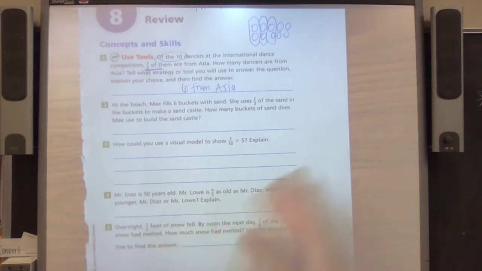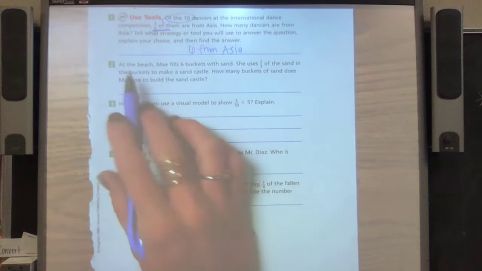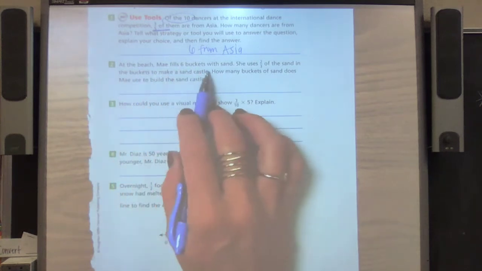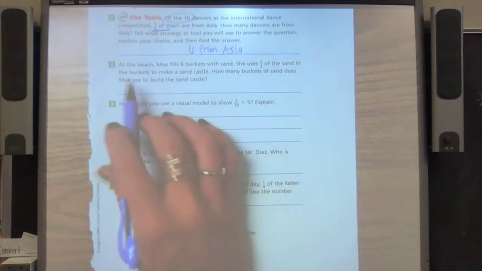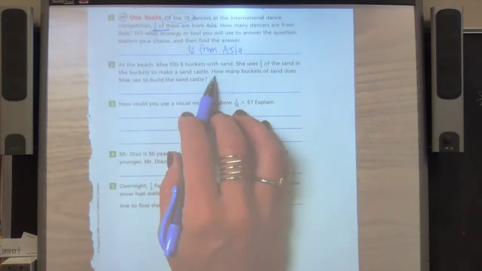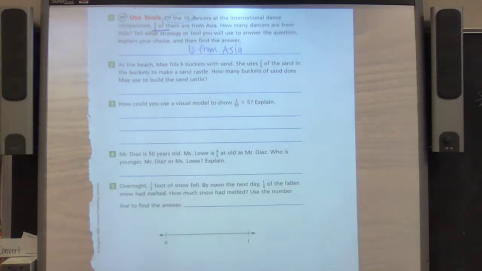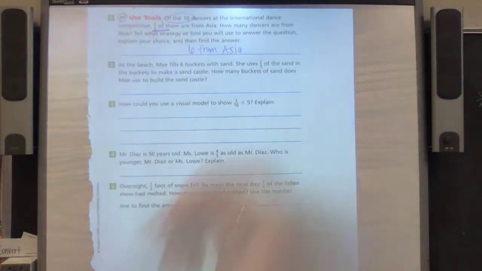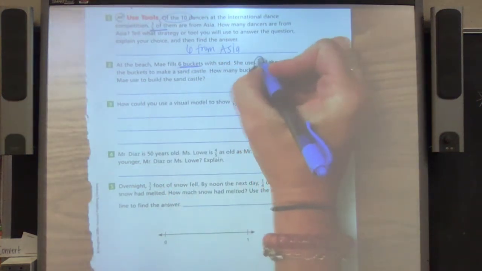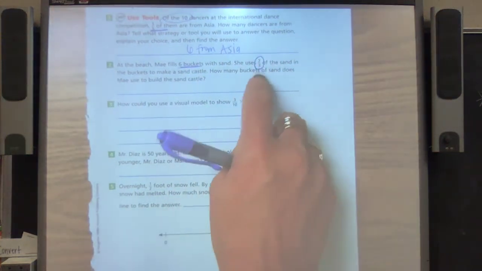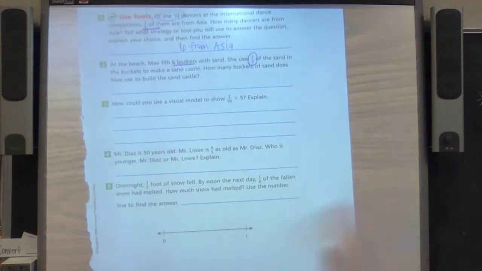All right, so I want you to think about that while we're doing number 2. At the beach, May fills 6 buckets with sand. She uses 2/3 of the sand in the buckets to make a sand castle. How many buckets of sand does she use to build the sandcastle? All right, so she's got 6, and our fraction is 2/3. So we know it's being put into 3 equal groups. She's using 2/3 of that.